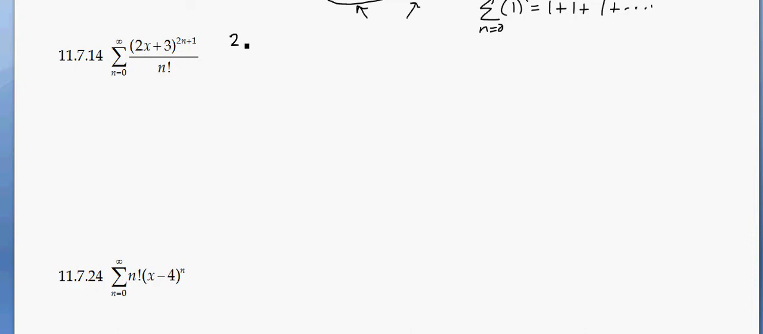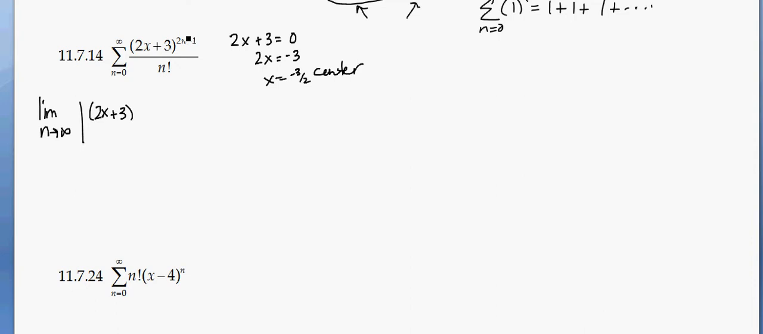What's our center? The center is the value that makes this whole series 0, which would happen if 2x plus 3 is equal to 0. So that's going to happen at -3/2. So that's our center. Okay, so for the ratio test, we're going to apply the limit as n goes to infinity of 2x plus 3 to the, when I replace n with n plus 1 in here, think about what happens. The 2 times n plus 1 plus 1, we're going to get 2n plus 3. And then we flip and multiply by the original.